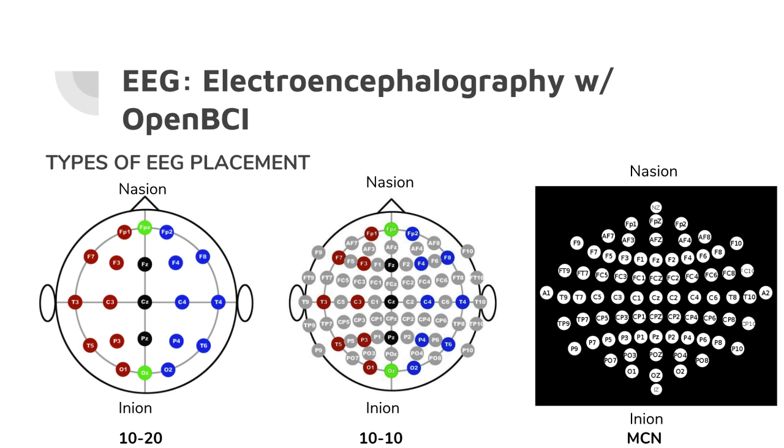The reason for this is that all electrodes on the left side of the head are odd, and the right side of the head are all even electrodes. So C3 is on the left side. C4 is on the right side. So you can get a sense for which side something is on if you know which electrode it is.